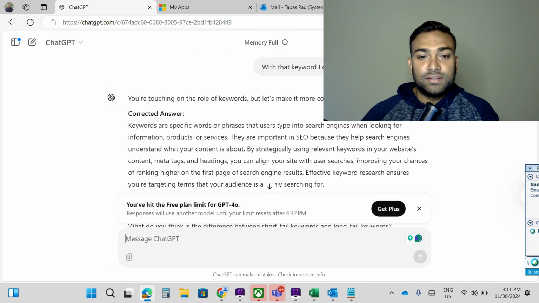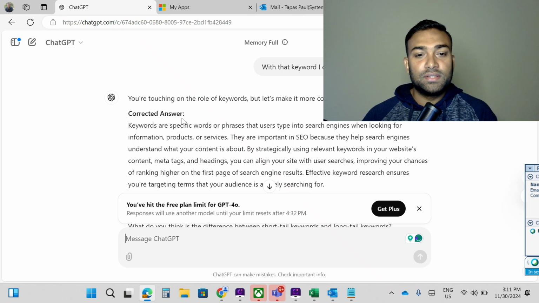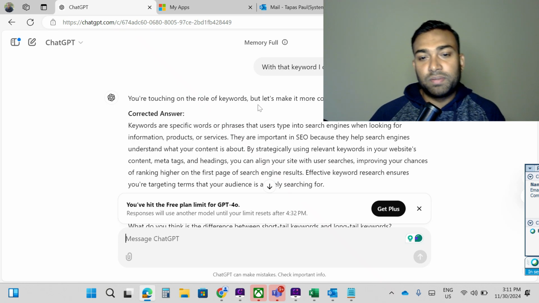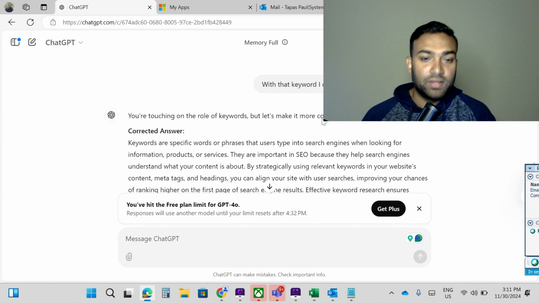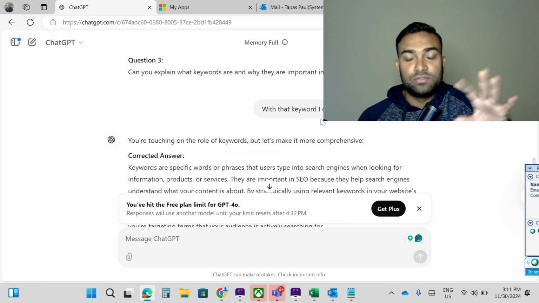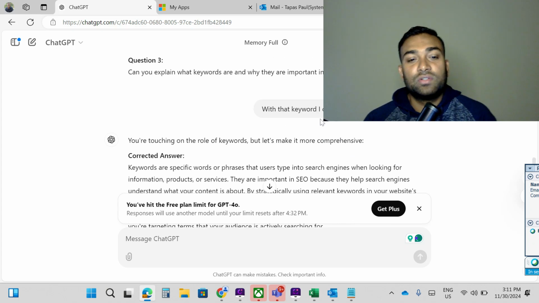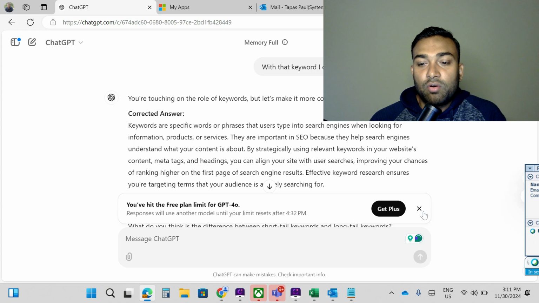You are touching on the role of keywords, but let's make it more comprehensive. So I have just touched it. It is not a detailed and comprehensive answer. So now ChatGPT is giving me the comprehensive answer.